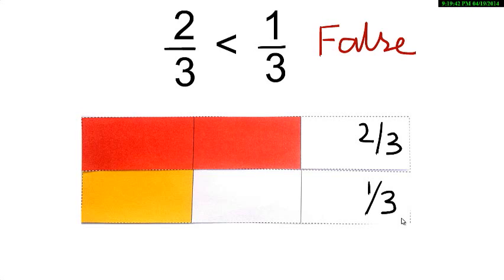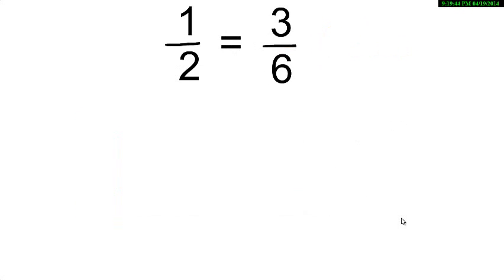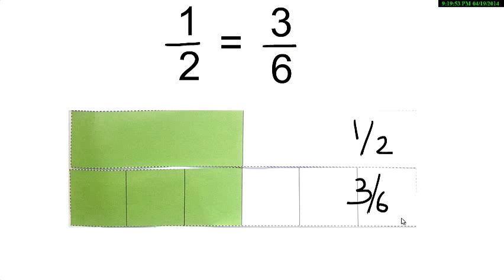Let us consider half is equal to 3 by 6. Now place half and 3 by 6 along their lengths, one below the other. Are the areas colored the same? Do you feel the statement is true?